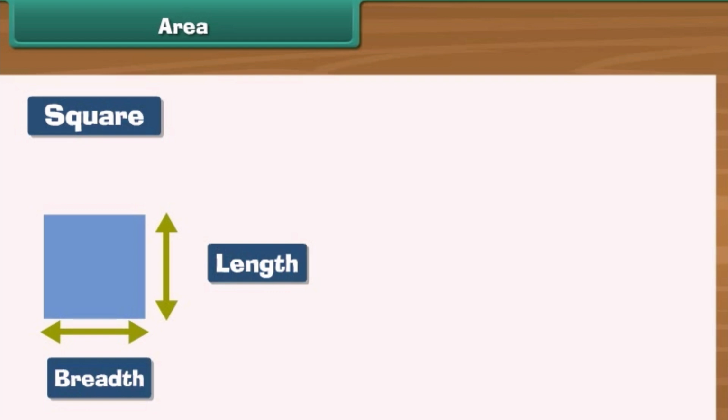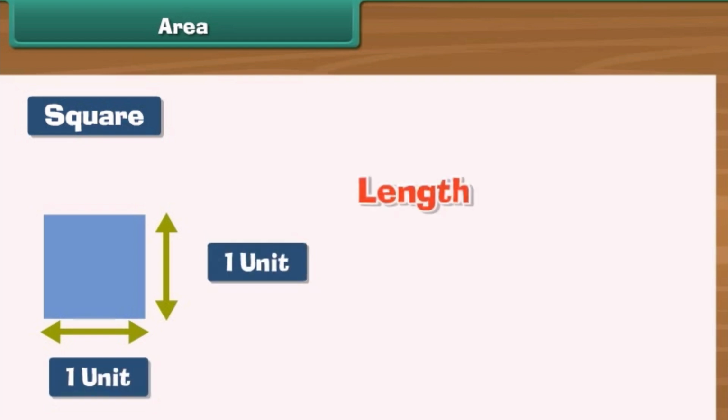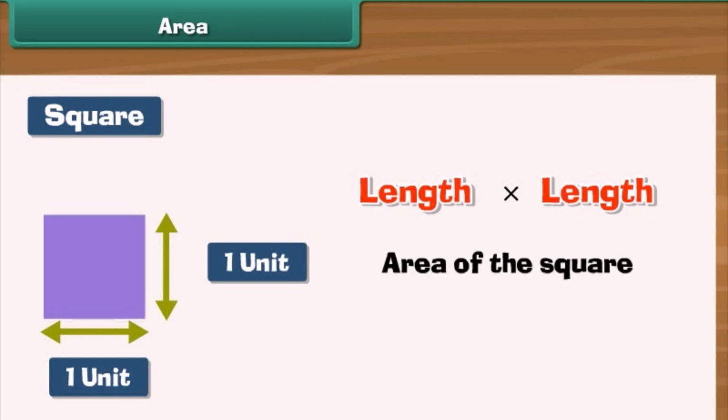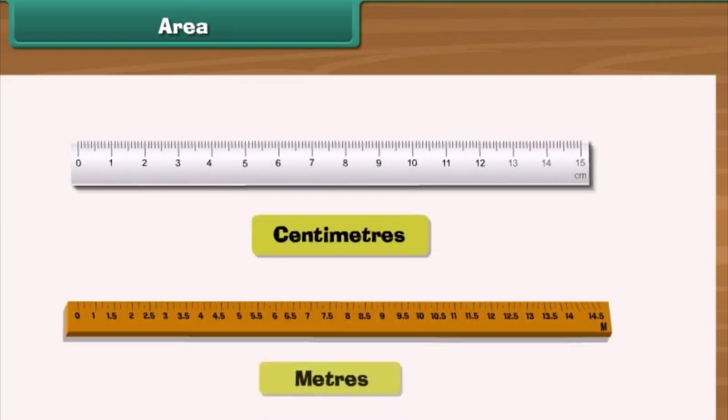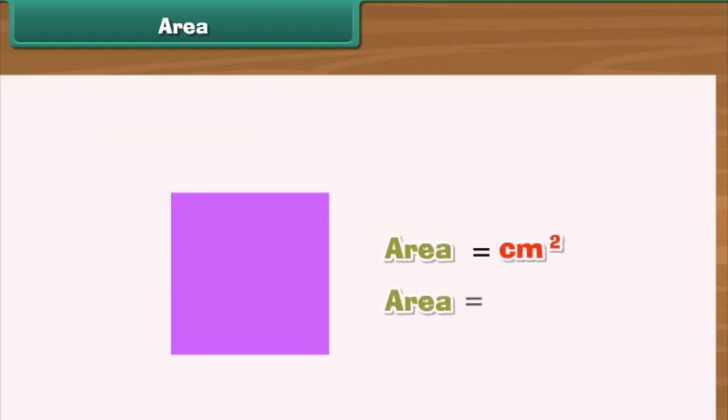Consider a square of length 1 unit. The area of a square is length into length. Therefore, the area of the square with length 1 unit is 1 into 1, which is equal to 1 unit square. Just as there is a unit of measurement of length, there is a unit of measurement of area as well. We measure lengths in centimeters or meters. Similarly, we measure areas in centimeter or meter square.